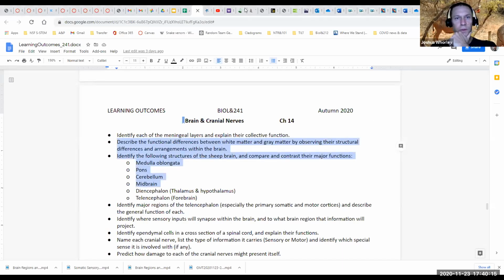Hi folks, I want to do a quick video for you on the brain and the different anatomical features of the brain, different regions of the brain, and their functions. We'll do these first few learning outcomes here. We're really going to talk about the brain from two perspectives. Going from the spinal cord anteriorly, we'll talk about those anatomical regions.